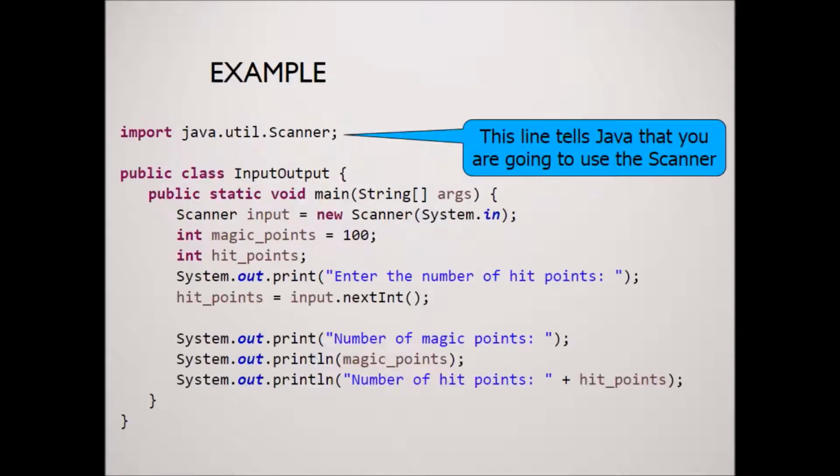Let's take a look at the next slide. So here's a complete example. We've created a scanner object. Sorry, we have to do the input before we create the scanner object. So here we're creating scanner input equals new scanner system in, right?